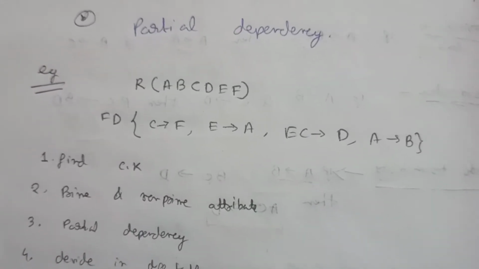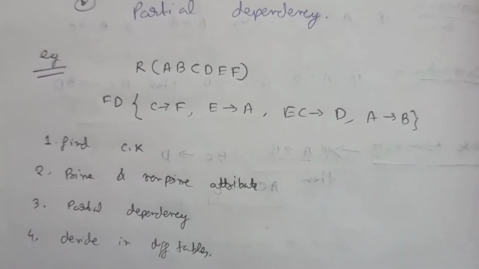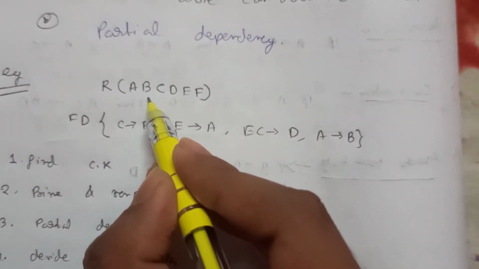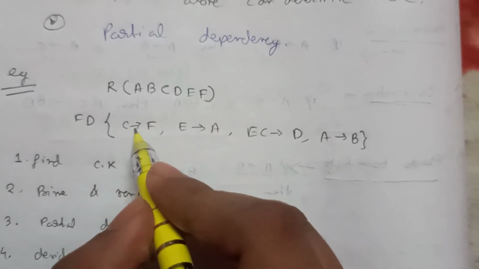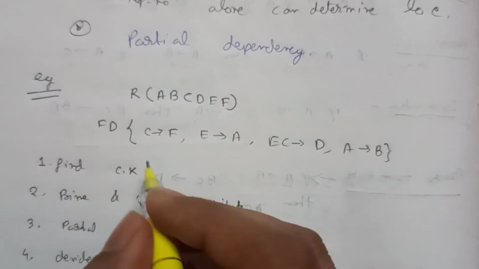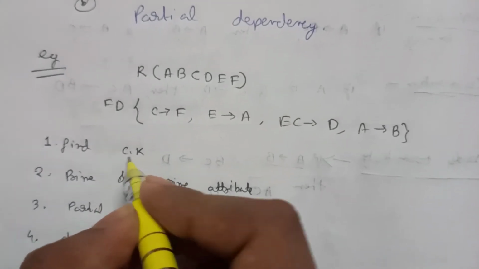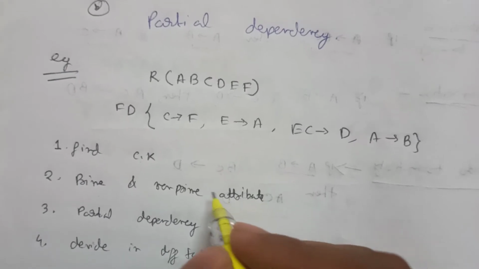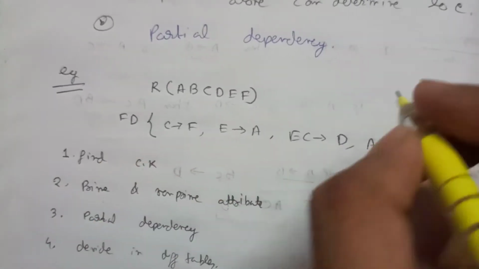This is, I think, an example of a GATE question or something, so let's try to solve it. There are 6 attributes, and these are the FDs which we have. What steps will we follow? First we need to find the candidate key. Then we have to identify the prime and non-prime attributes. Let's do it one by one.